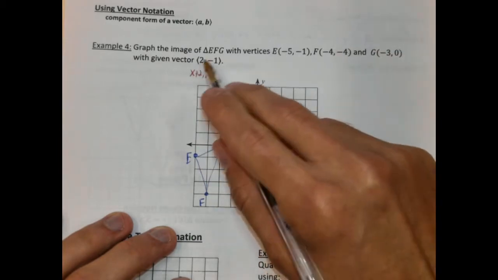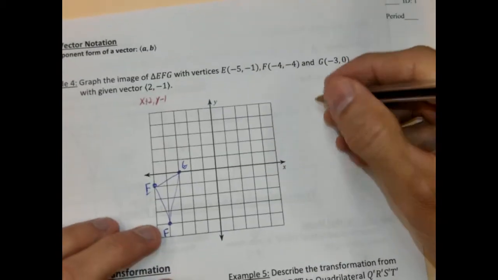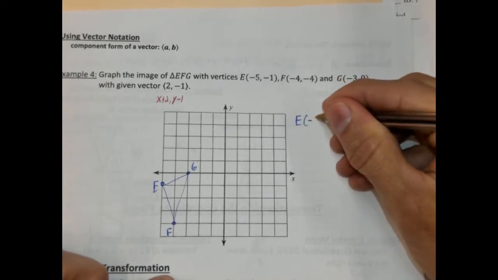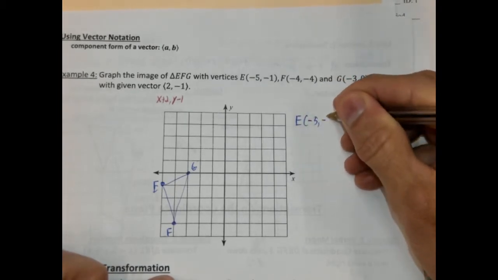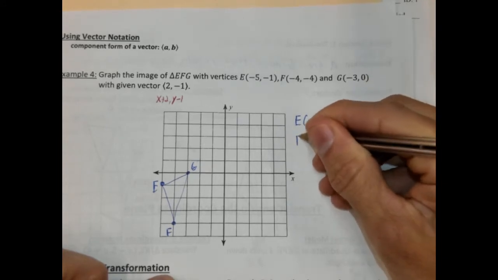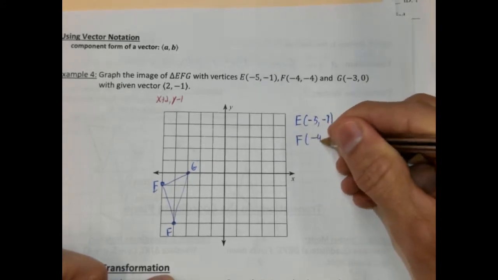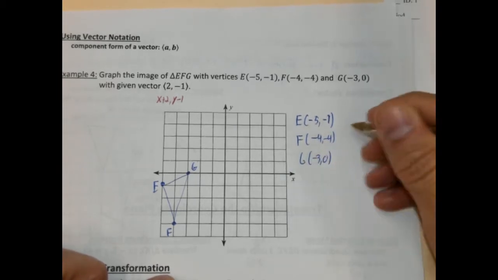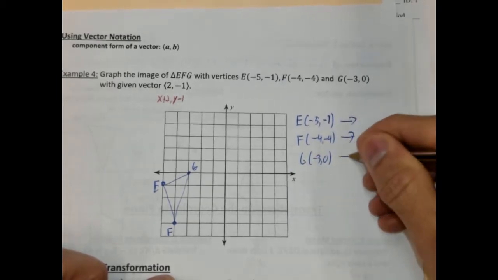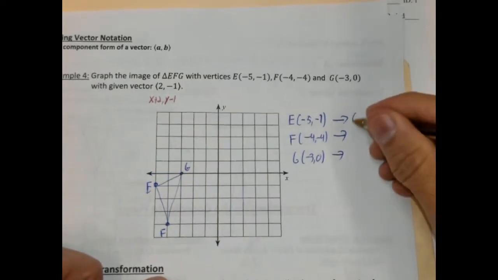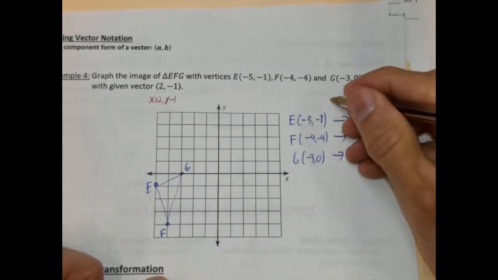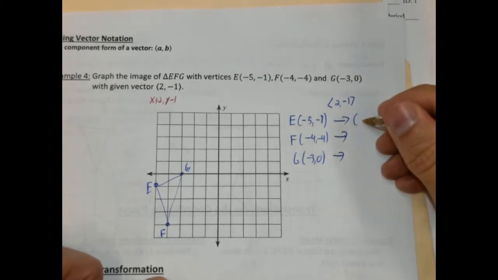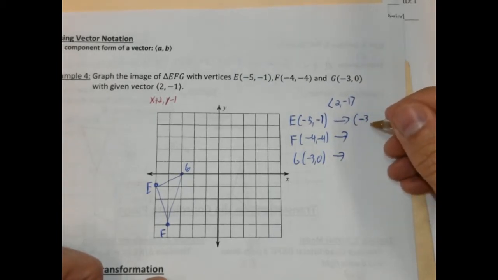And then we're going to apply this to it. I'm going to write this this way, because I think it's easier for me to see it the way I write it here. So -5, -1, then -4, -4, and then -3, 0. So we're going to apply the vector notation to it. We're going to add 2 and subtract 1. So I'll write it like this: 2, -1. So this will become -3, and this will become -2.